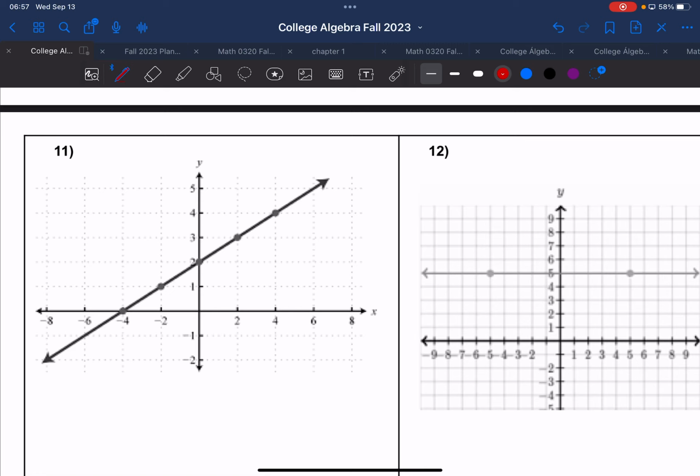Okay, number 11, what would the x-intercept be? Good, -4, 0. So right there on the x-axis, it crosses at -4. This is our x-intercept at -4, 0. Okay. What about our y-intercept? 0, 2. So right here it crosses at 2. So it would be 0, 2 as our y-intercept.